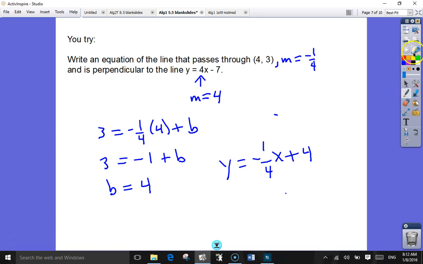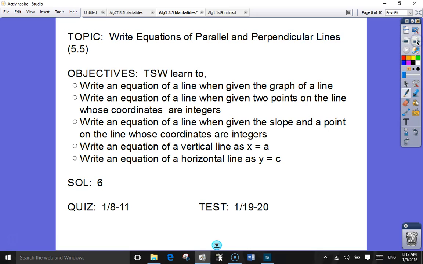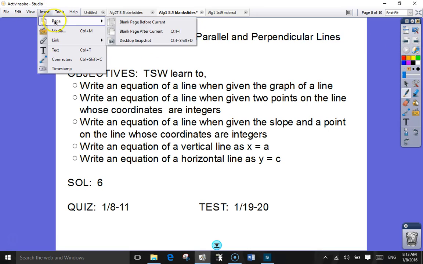Okay, let me see. I might have to add one side. No, not yet. I want to show one more.